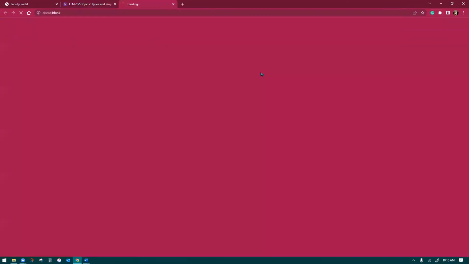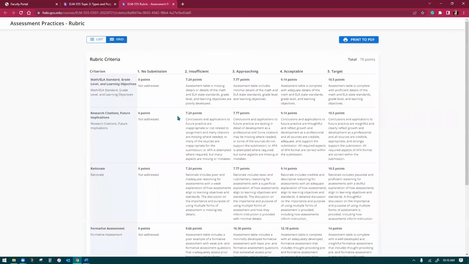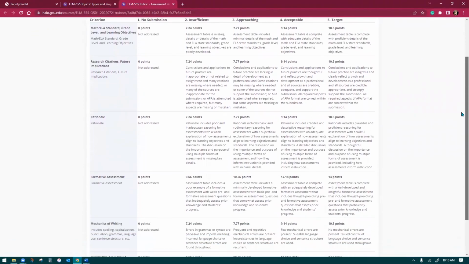Let's take a minute to look at that rubric, because that is how we are graded. All right. So you can see we have both the ELA and math standard, grade level, and learning objective. If you don't do any refinements, when I asked you to do refinements, you will see that I might grade you down in this area specifically because I didn't see those refinements come through. Then we have those research citations and future implications. If you don't use those scholarly resources, this is where you'll see that come through. And then if you don't have the reflections on how it applies to your class as well.